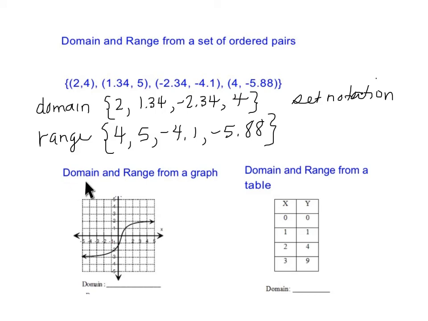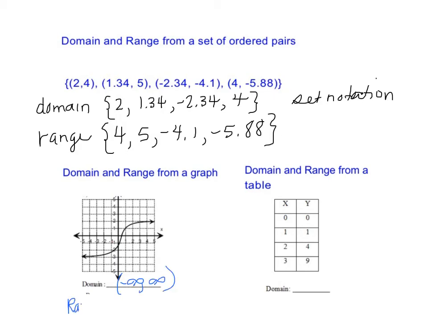The domain is going to be all the possible x values. So I'm going to look all the way out here, right? And then I'm going to look all the way here, and I'm going to see, is there a graph? Is there a y value for each one of these x values? And as you can see, this is all reals. The domain is going to be all reals for this one. So to write all reals, I would go from negative infinity to infinity.